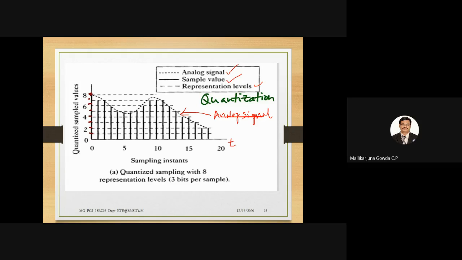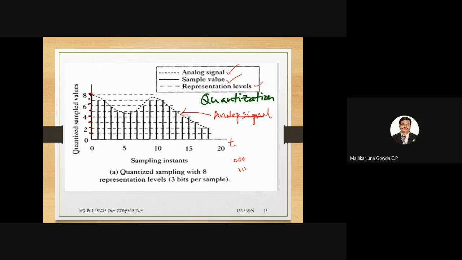Yes, if this point is clear. So here I have 8 representation levels, which means I can use 3 bits to represent 8 representation levels. That is from 3 zeros to 3 ones, that is from 0 to 7. That will give you the 8 levels, right? From 0 to 7. Is this point clear?